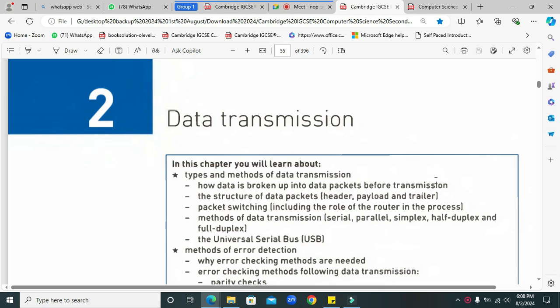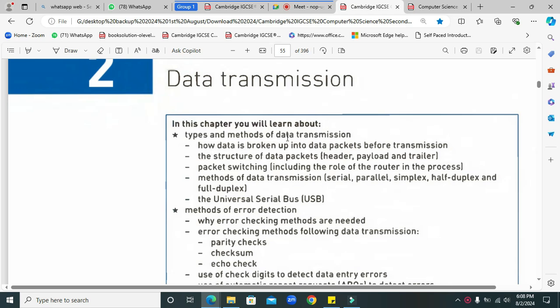Assalamu alaikum everyone. Okay, now we have started data transmission and we have successfully completed all these objectives: types and methods of data transmission, structure of data packet, header, payload and trailer, packet switching including the role of router in the process, methods of data transmission including serial, parallel, simplex, half duplex and full duplex, and the universal serial bus. We have completed this chunk.